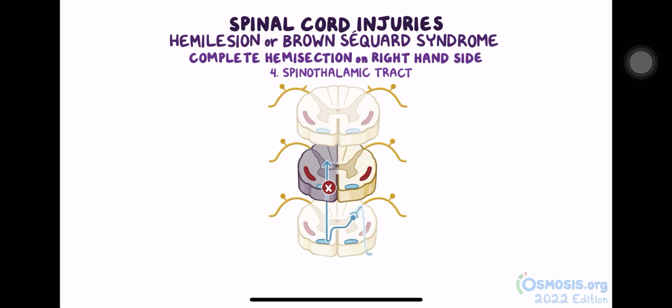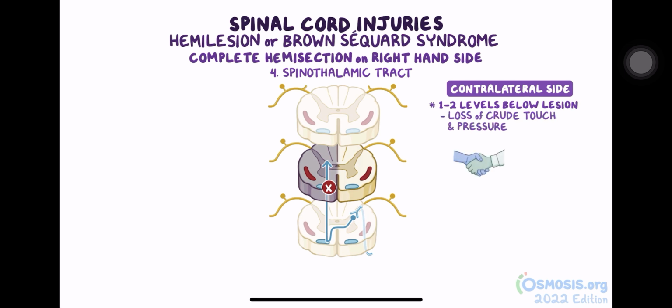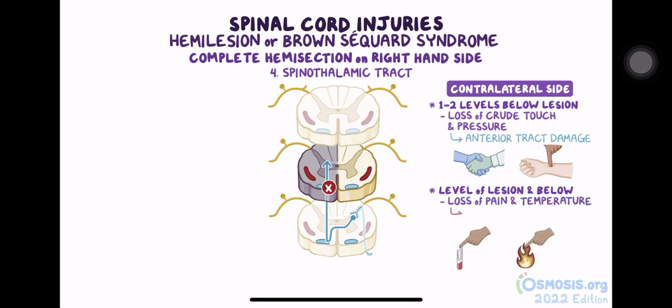So, since these fibers all cross over within the spinal cord, a hemilesion on the right side of the spinal cord will cause loss of these sensory modalities on the left side. The level that's affected, though, will change a bit. This means on the contralateral side, 1 to 2 levels starting below the lesion, there is a loss of crude touch and pressure due to anterior tract damage. And at the level of the lesion and below, there's loss of pain and temperature due to lateral tract damage.